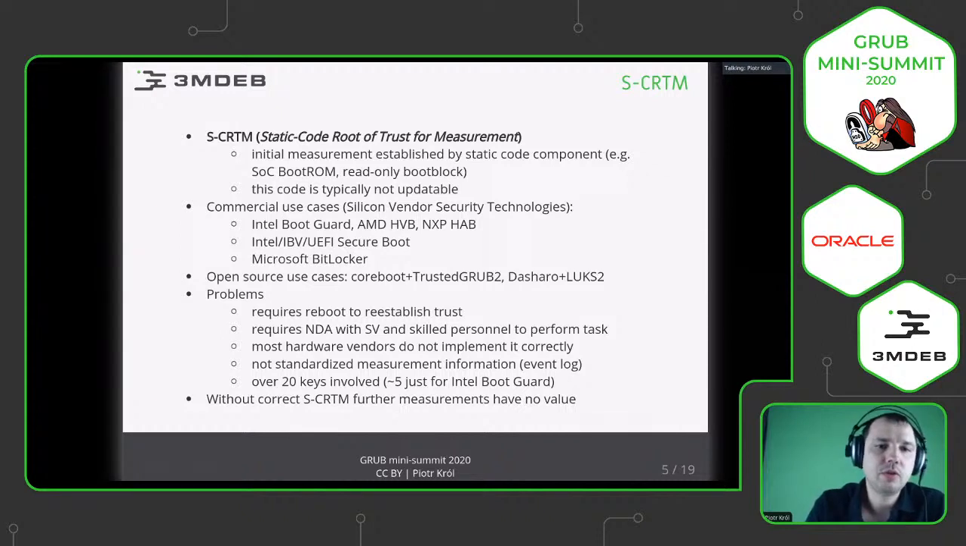There are also some components that then continue this chain of trust initiated by SCRTM, and those components can be Intel Secure Boot, IBV Secure Boot, which for example can be AMI or Phoenix Secure Boot, and then finally we get to the point when there is UEFI Secure Boot, which then continues the chain of trust further. One of the commercial use cases for measured boot is Microsoft BitLocker.